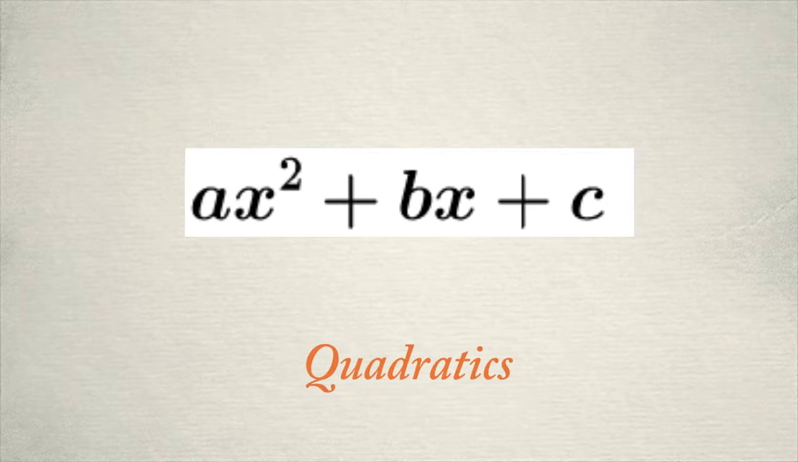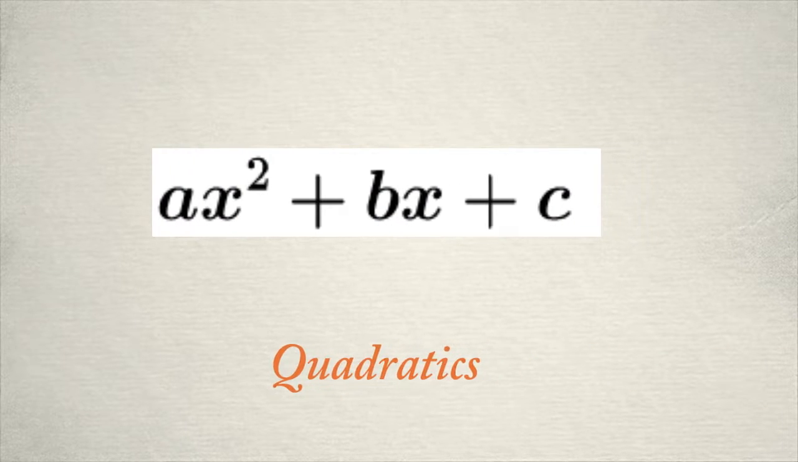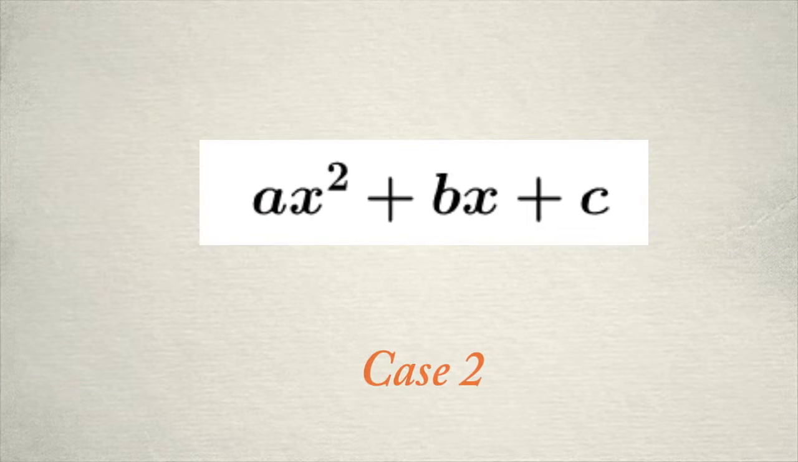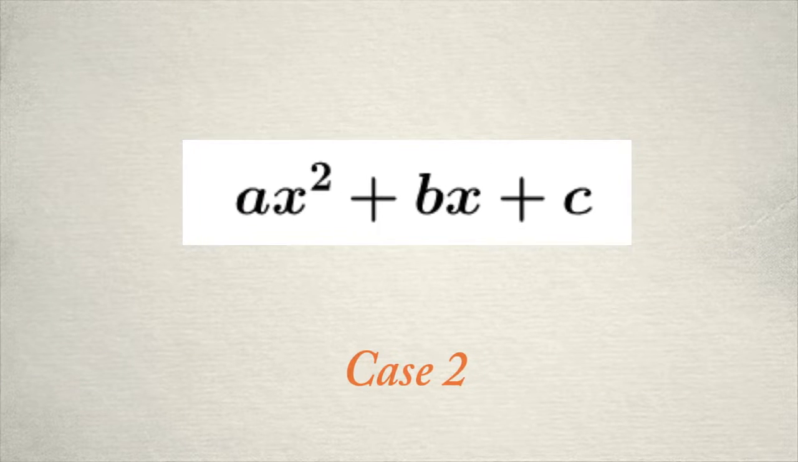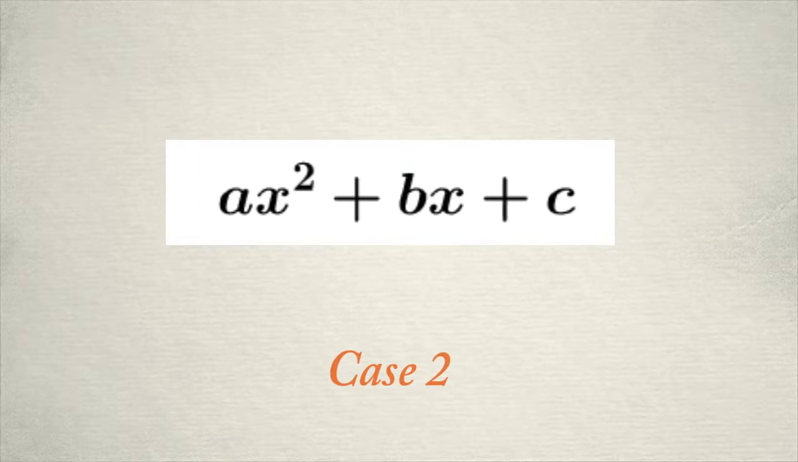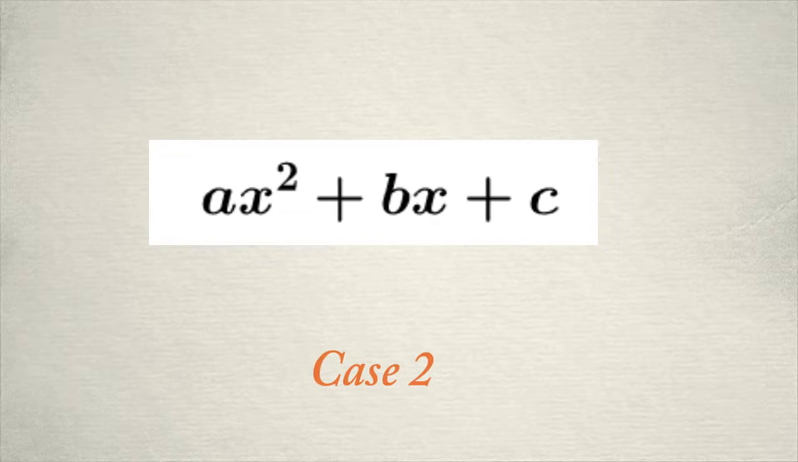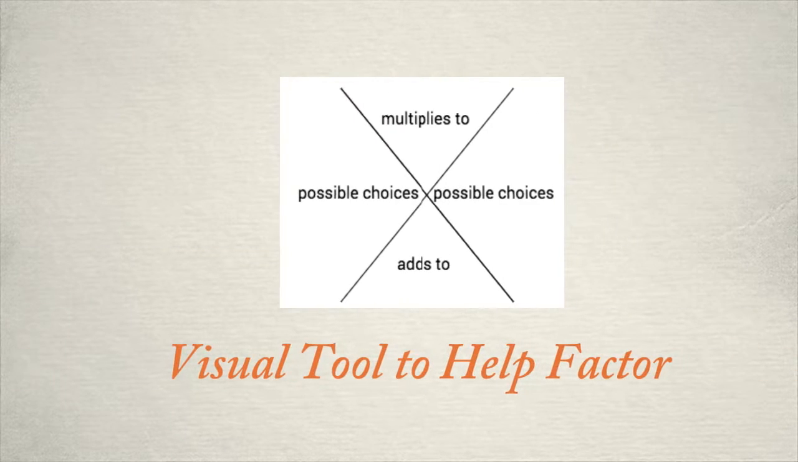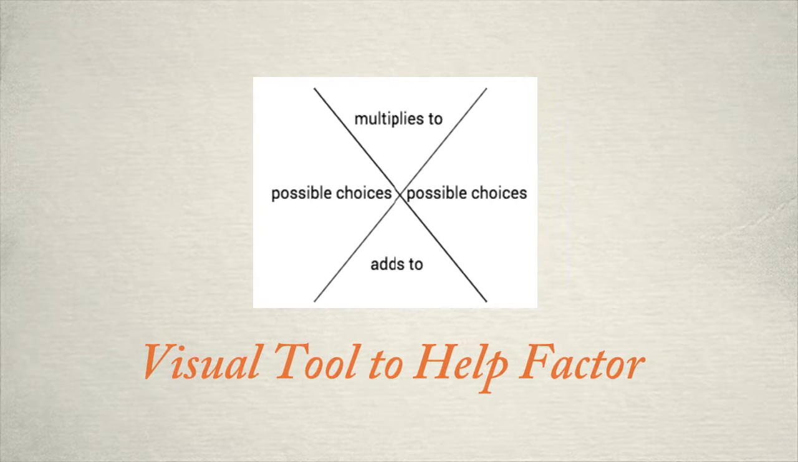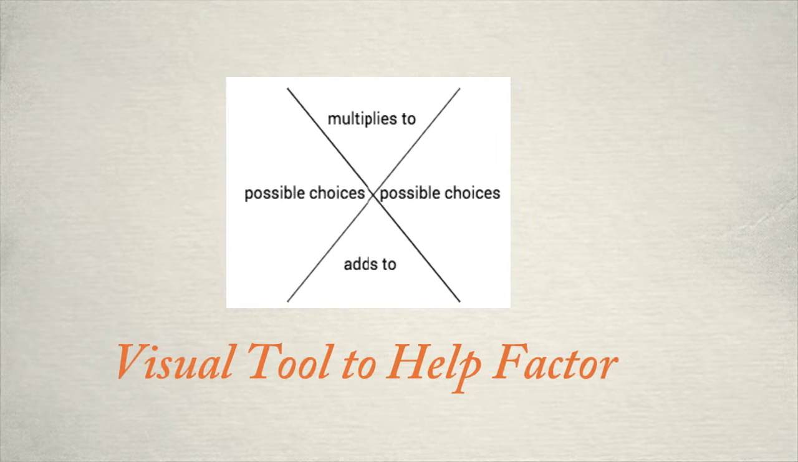In this video lecture, we will be investigating how to factor quadratics. This is the second of two video lectures on factoring quadratics, in which we consider the case when the leading coefficient is not 1. We will continue to use the same visual tool to assist us in factoring the quadratic.